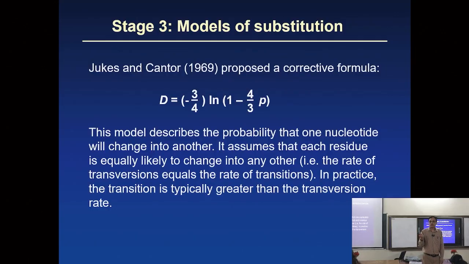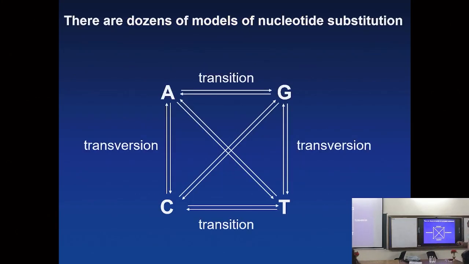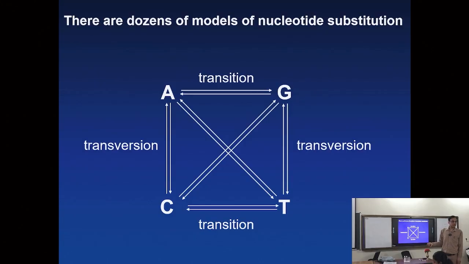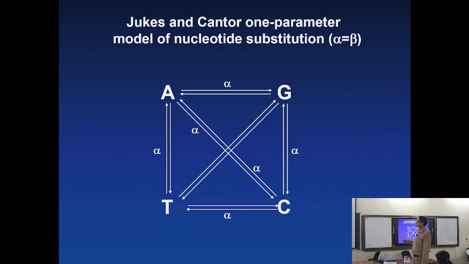Transition, you know what is transition? Purine to purine and pyrimidine to pyrimidine. Okay, and transversion is cross. Okay, so this is transition between purines and transition between pyrimidine nucleotides. Okay, a cross is transversion. So this model assumes that the rate of transition is equal to the rate of transversion, alpha is equal to beta. Okay? So it is all alpha, the rate is the same.